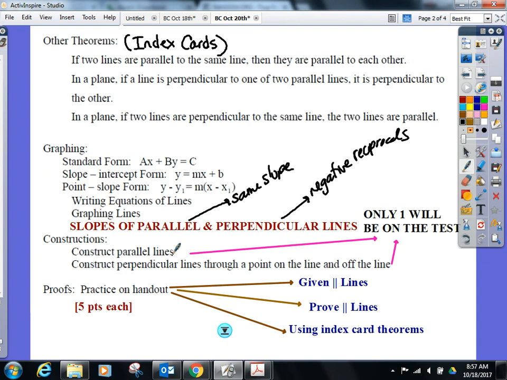On the next pages, before we go on to the review stuff, there will be two proofs, as I mentioned before. It's going to be 2 out of these 3 that I've given you. I could give you parallel lines in the givens, or I could ask you to prove parallel lines. And I'm already telling you this because I told you a couple minutes ago, you will have to use your index card theorems for one of the proofs. Okay, you may have to use more theorems, but the index card theorems will come up on one of the 2 proofs I'm asking you to do, and those proofs are going to be 5 points apiece.